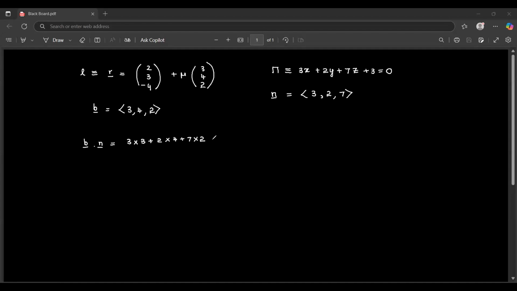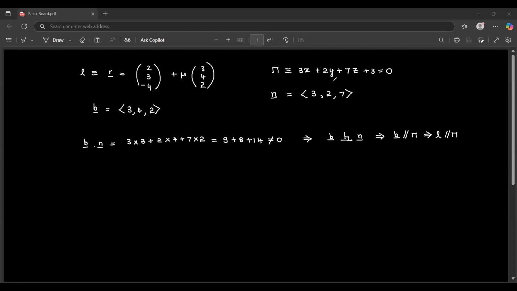So let's see how much this will be equal to. This will be equal to 9 plus 8 plus 14. Definitely this is not equal to 0, which implies b is not perpendicular to n. So this implies b is not parallel to plane pi, which implies line L is not parallel to plane pi. So now we can actually find the intersection point of line L and pi.